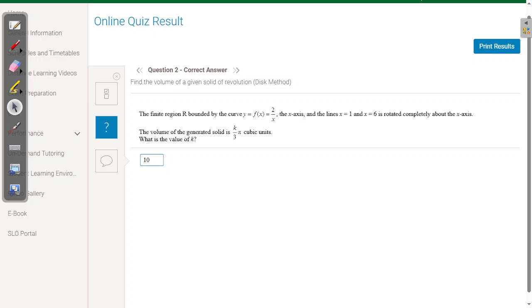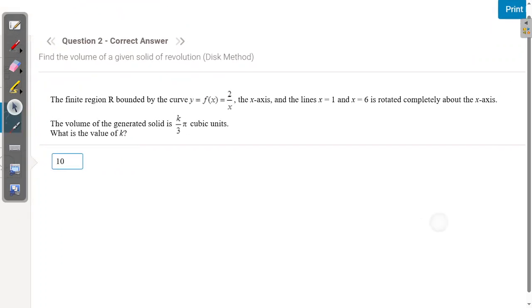Today I'll be explaining the 5.4 quiz. I'll only be doing the questions with the disk method, not the washer method, since that's the method included in this periodic. Okay, so let's start.